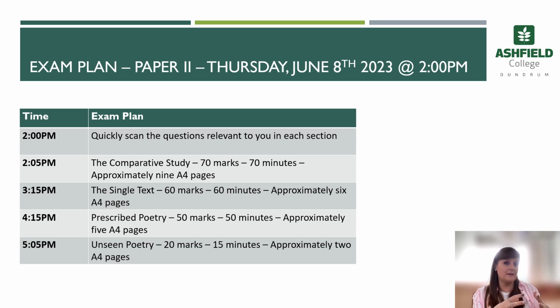Now don't be intimidated by that. Break that down. That's about 3 pages discussion per text. You should have no problem in doing that. 3:15 p.m. then move on to your single text, 60 marks, 60 minutes, approximately 6 A4 pages. 4:15 p.m. prescribed poetry, 50 marks, 50 minutes, approximately 5 A4 pages. And as I've said already, discussion of 5 poems. And then lastly, about 5:05 p.m, unseen poetry, 20 marks, 15 minutes, and approximately 2 A4 pages.